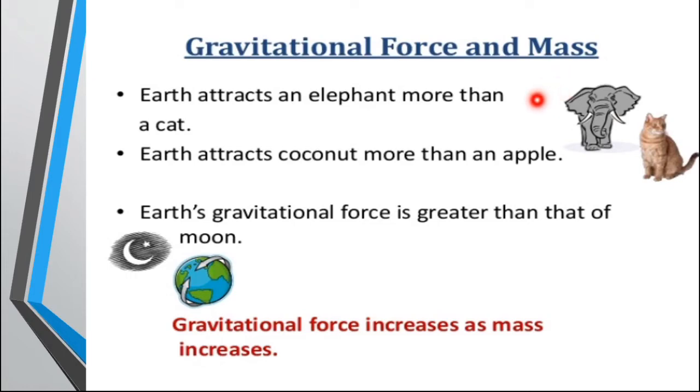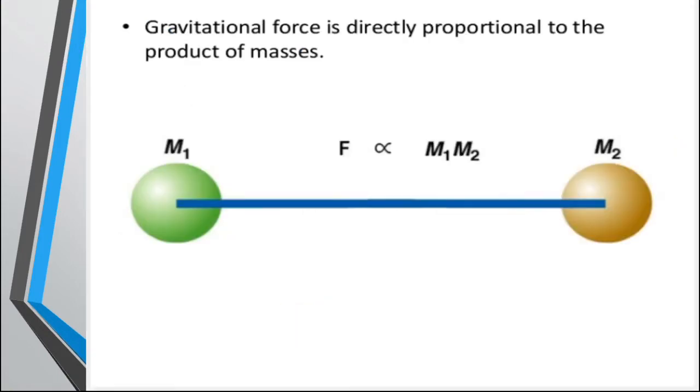This force of gravitation is due to objects having mass. If the mass is greater, then the gravitational force will be greater. Earth attracts an elephant more than a cat, because an elephant has a greater mass and a cat has a smaller mass. So gravitational force increases as the mass increases. So we can say that gravitational force is directly proportional to the product of the masses.